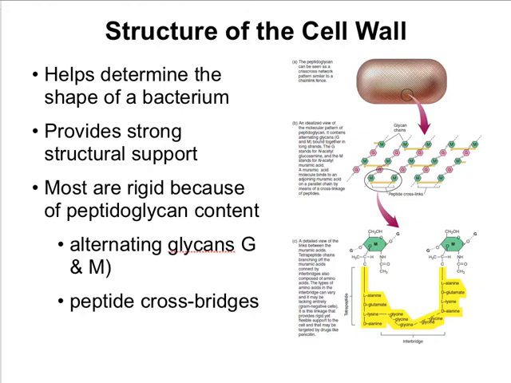More specifically, we see these alternating glycan chains composed of G's and M's. The G is N-acetylglucosamine and M is N-acetylmuramic acid. So they alternate in these chains, and these chains are then held to each other by these peptide crosslinks. We can take a closer look at the arrangement here. The M units, or muramic acid units, are held together by an interbridge.